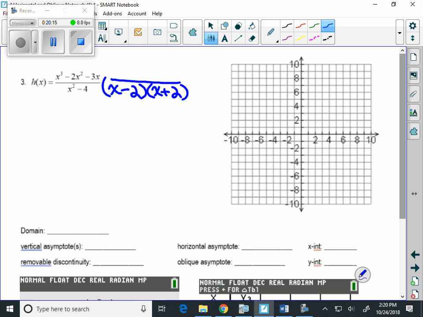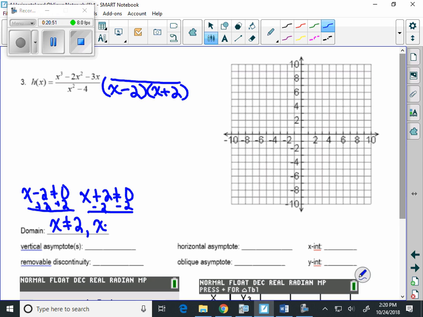And we still need to factor the numerator, the top of the fraction, which is going to take me a couple of steps. But before we get to that, remember for the domain, we can take the x minus 2 and set it not equal to 0, and we can take the x plus 2 and set it not equal to 0. When we add 2 to both sides, we end up with x doesn't equal 2, and when we subtract 2 from both sides, we end up with x doesn't equal negative 2.